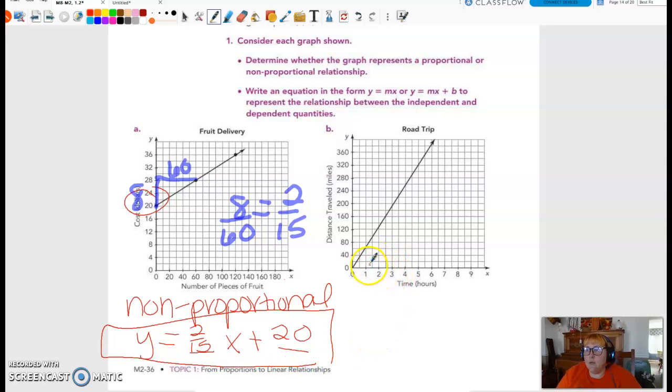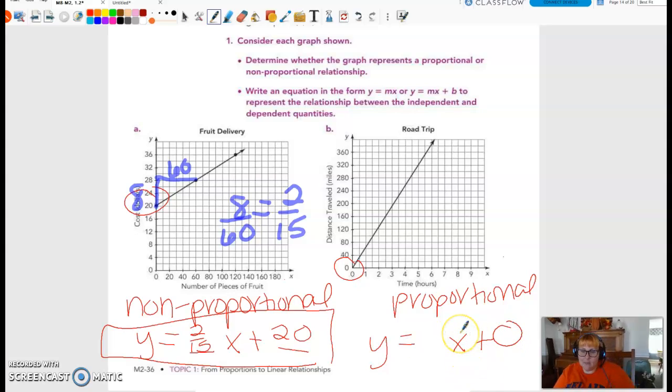We're going to do the same thing over here. It does start at 0. So this would be proportional. So we're going to do the same thing. We're going to find the slope times x plus the starting amount. The starting amount is at 0. You don't have to have plus 0. You can just have 0. You don't have to have anything there.